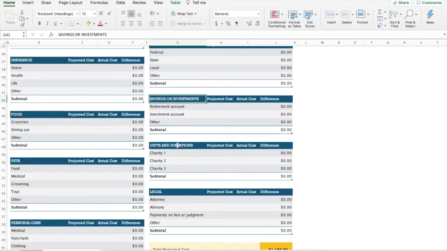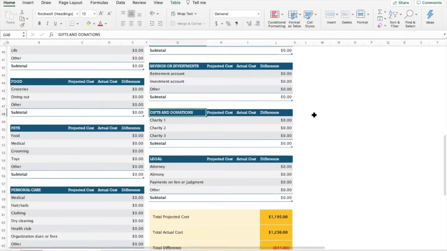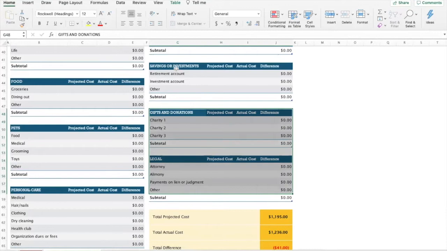You also want to account for gifts and any fees. These are, I would say, gifts and donations and legal fees. These are expenses that are based on one's needs. Not every household has these expenses. And let's just go back to savings and investments just for a little bit.